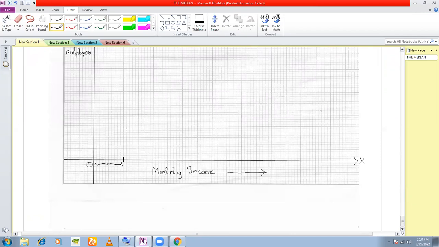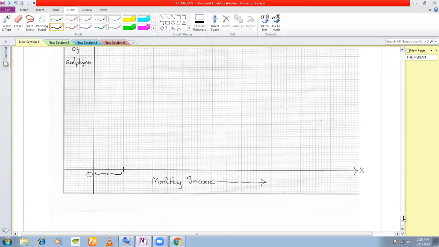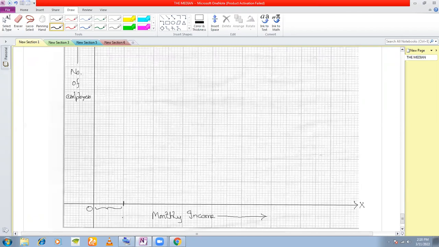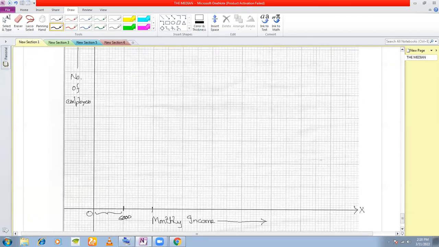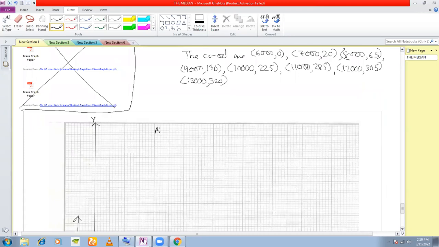So this is the first income group, which is starting from 6,000. Next 2 centimeter again, 7,000. Next 2 centimeter again, 8,000, then 9,000, 10,000, 11,000, 12,000, and finally 13,000. And write the scale also here along the x-axis.